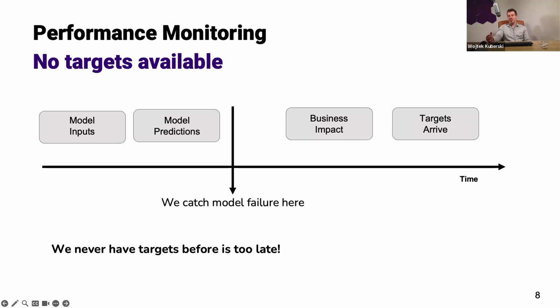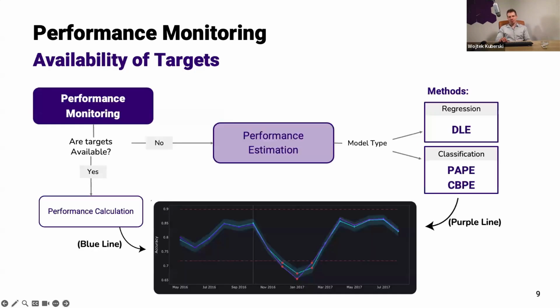And if the model fails, if there is a significant degradation in performance, that will also impact the bottom line. It will have a negative business impact. So ideally, we want to catch model failure before there is significant business impact, which means it's always before the targets arrive. So we never have the targets before it is too late, before the business has been negatively impacted. But we can solve it with performance estimation without access to ground truth.